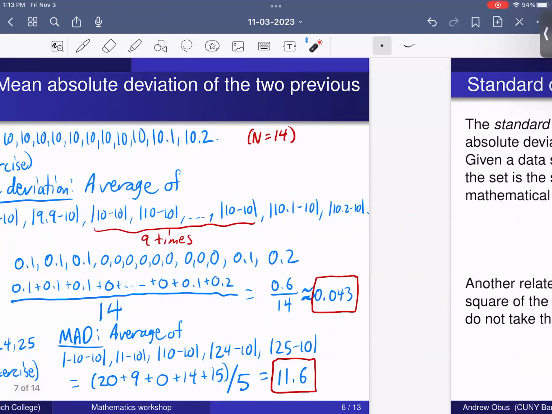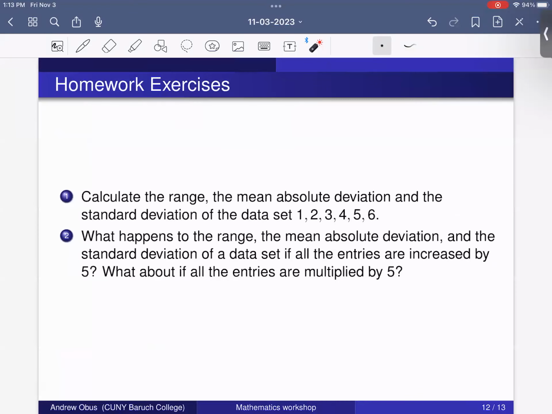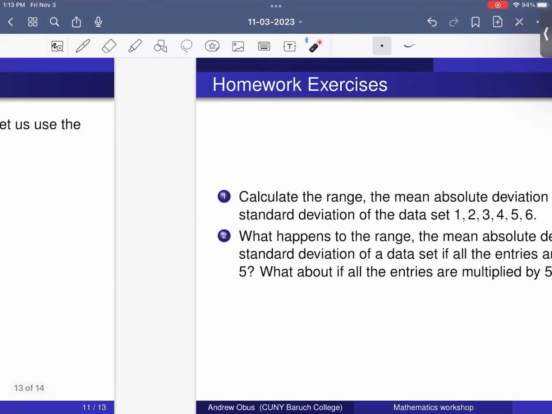So we'll actually see this. Let me skip ahead for a second. For the homework, this is exactly one of the questions. What happens to the range and the mean absolute deviation and the standard deviation of a data set if all of the entries are increased by 5? And then what happens if all of the entries are multiplied by 5? So this is going to be a homework problem for next week, to think about when you do some transformation on the data set, like maybe you change the units, then what happens to these measures of dispersion? So maybe I won't answer the question. I'll just say that something happens and you'll have some time this week to think about it, and we'll go over it again next week. Okay, thank you. You're welcome.